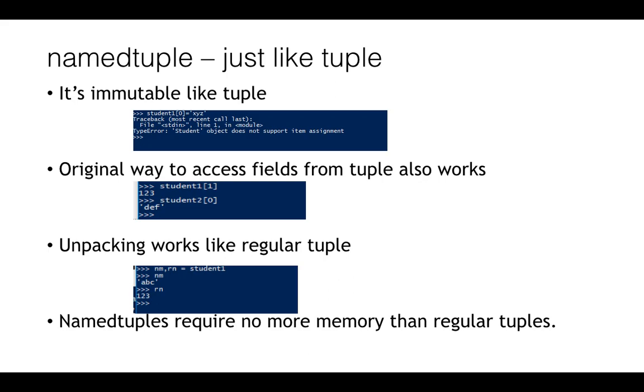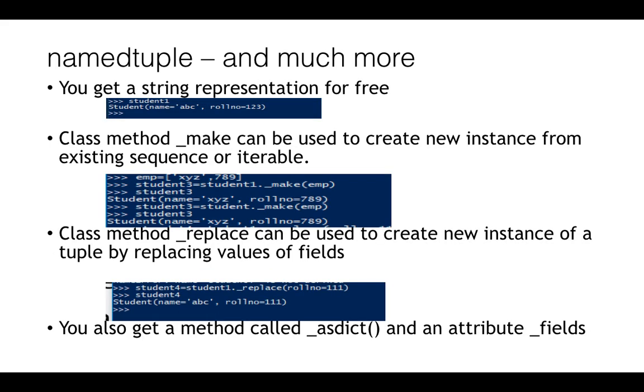And in the end, Namedtuples require no more memory than regular tuples. So this is very important, and it should be noted that Namedtuples are as memory efficient as regular tuples. Now, what additional characteristics or properties do you get along with Namedtuples? Let's have a look at that. So you get a string representation for free. So here you can see when you try to output just student1, you get a nice string representation where it tells you it's a student Namedtuple, and it has the fields name and roll number and its values.